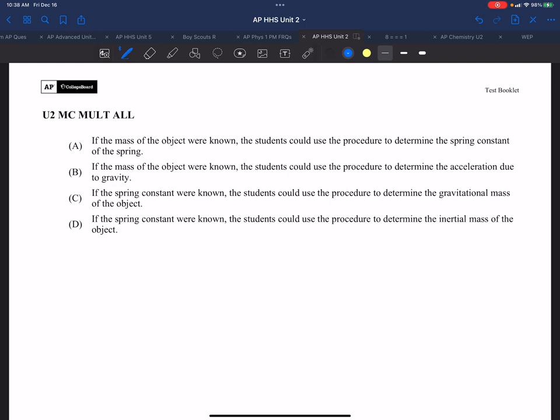If we know the mass of the object, we could use it to determine the spring constant of the spring, and that is true. Now, one needs to have done Unit 6 to know that, unless we've done a lab on doing this, so this is a pretty old question. We can also use it to determine the inertial mass. Now, the spring constant being known is not going to help us determine the gravitational mass of the object.